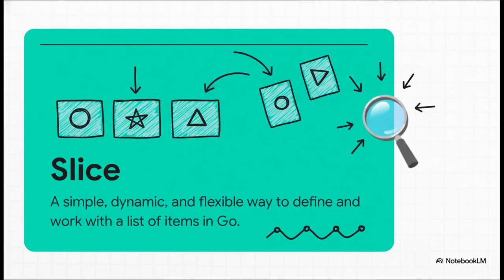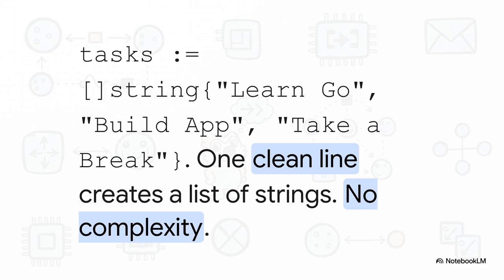Let's take a super common task, just storing a list of things. A lot of languages give you a whole bunch of confusing options for this. Go, on the other hand, gives you one simple and really powerful tool. It's called a slice. Just think of it like a smart to-do list that can grow or shrink whenever you need it to. And just look at how clean that is. Seriously, in one single readable line, we've made a list of tasks. There's no fluff, no extra ceremonies. You just say what you want and you get it.